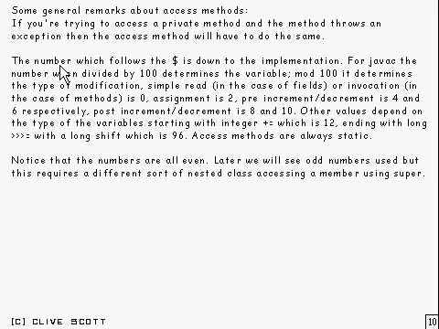Now, the number which follows the dollar. Now, that's down to the implementation, as I said, but for the reference compiler, what happens is this. The number, when you divide it by 100, determines the variable, that's the field or the method that you're trying to access or modify, whatever. And mod 100, it determines the type of modification that you're doing. A simple read in the case of fields, or a simple invocation in the case of methods, is the number 0.